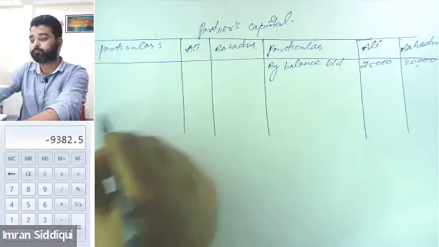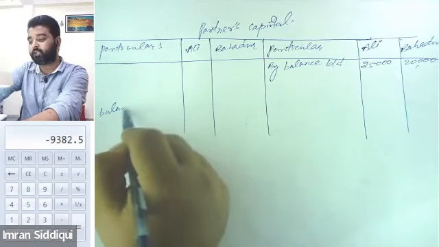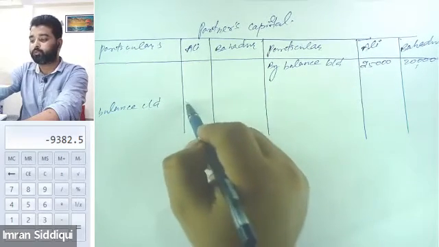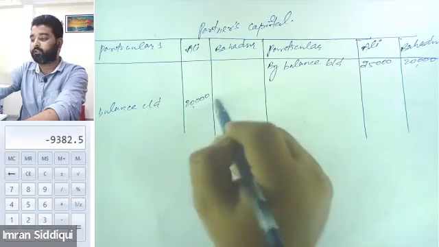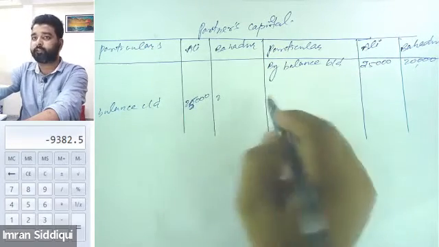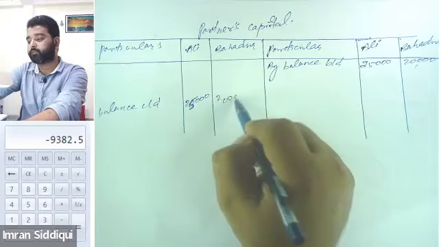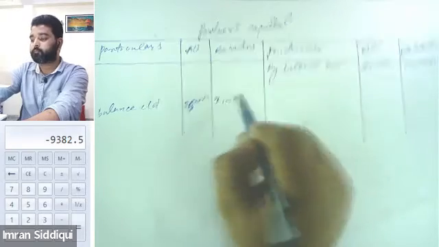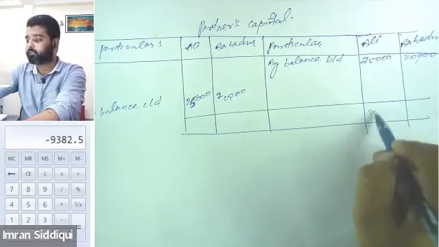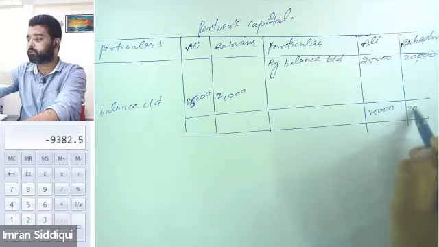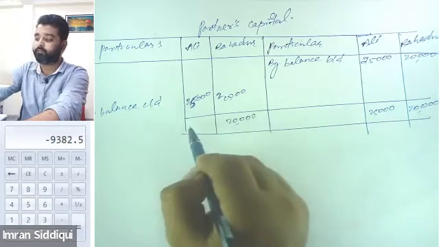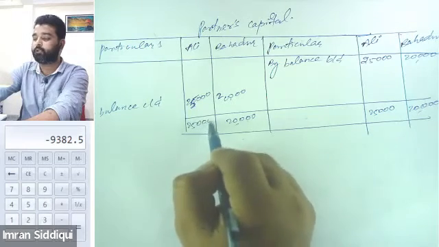So to balance it, we will calculate the closing balance. It is going to remain the same: 25,000 for Ali and 20,000 for Bahadur. Okay, so this is it. Now we will write it on both sides: 25,000 for Ali and 20,000 for Bahadur on the credit side.